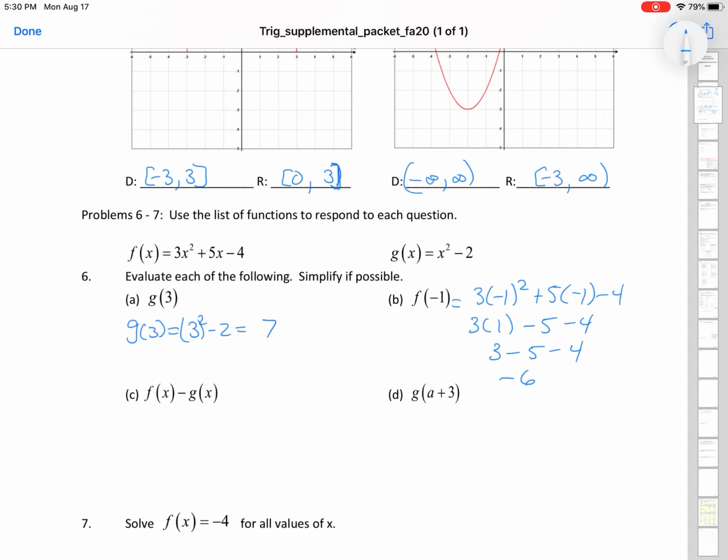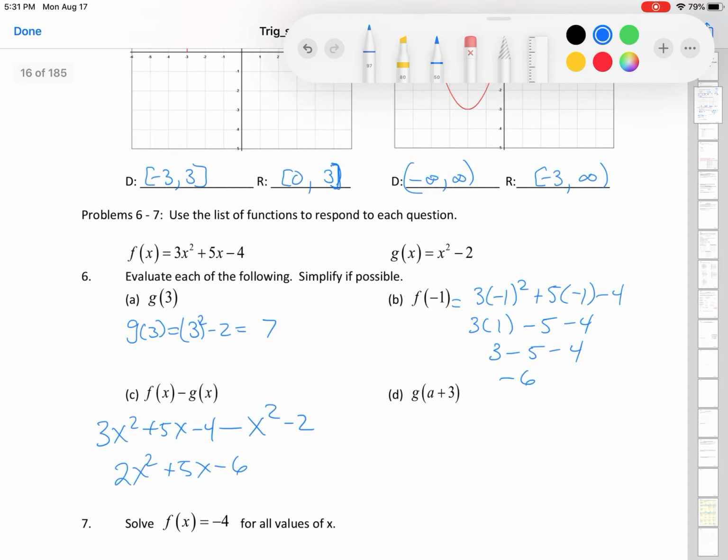F of x minus g of x. Okay, maybe a problem, I don't know. 3x squared plus 5x minus 4 minus g of x, x squared minus 2. Okay, if we did this, we would get 2x squared plus 5x minus 6 and feel really good about ourselves, except it is totally 100% wrong.